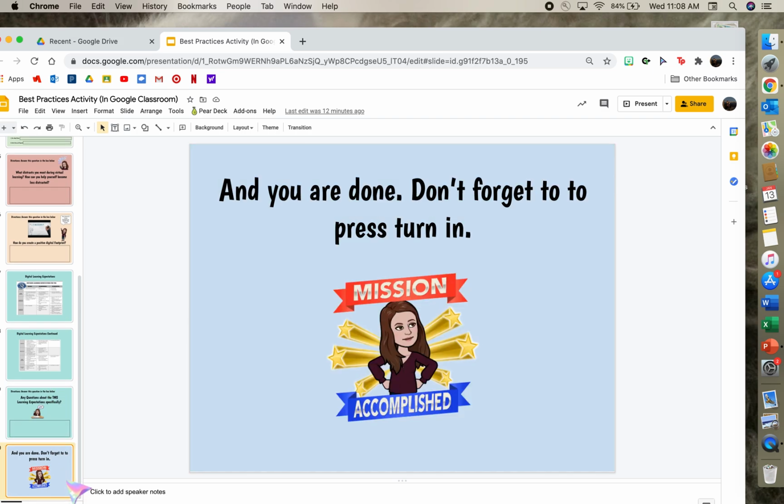You are done once you finished all those slides. Don't forget to press turn in, obviously. You won't get your points otherwise. This is worth 30 points and it's going to be graded on a rubric. You can look at the rubric that's attached to the assignment.